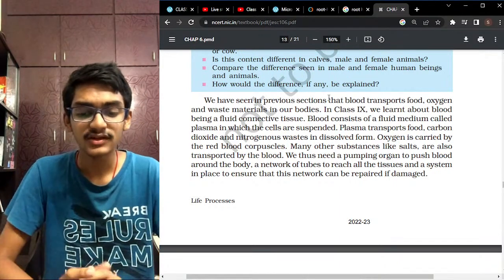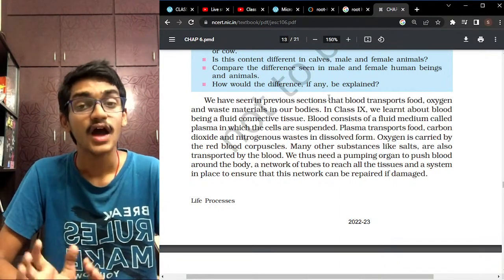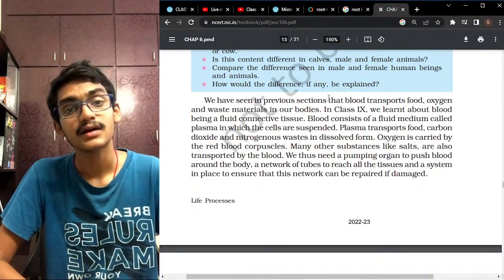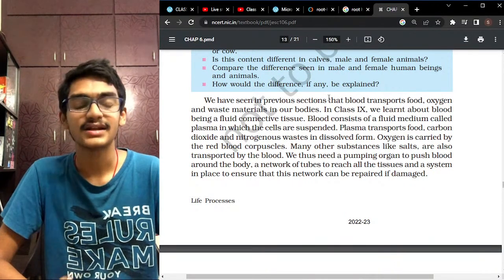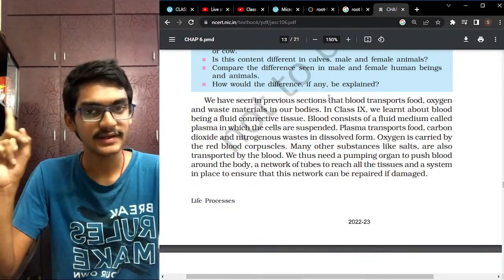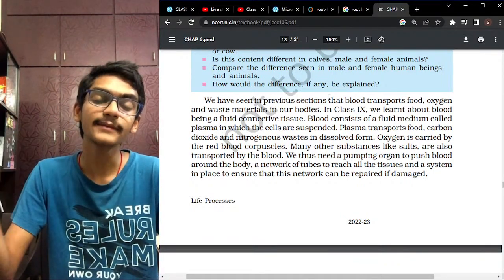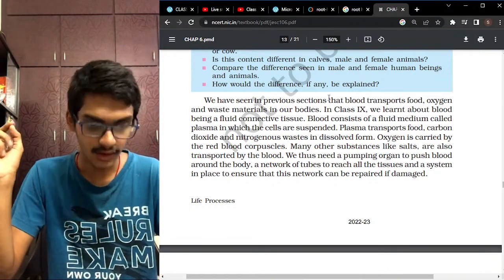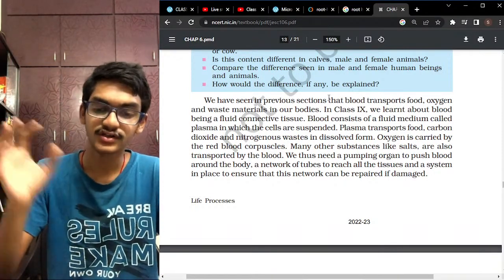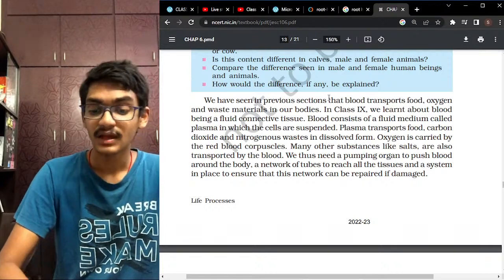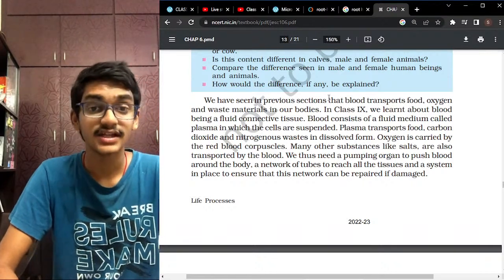Okay. Those are the main functions of RBCs, WBCs and platelets. I think you understand. RBCs are also called erythrocytes, the WBCs are called leukocytes, and platelets are called thrombocytes. Okay, so these are the different parts which are there in the blood.